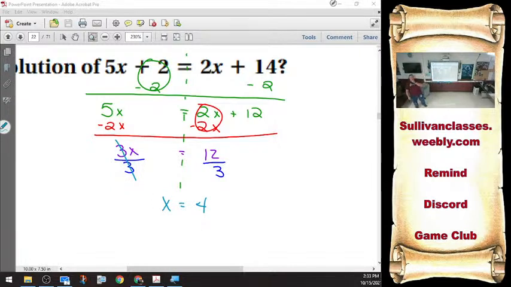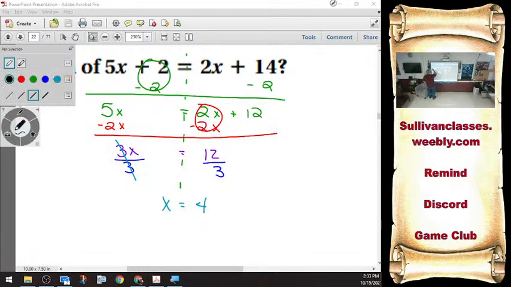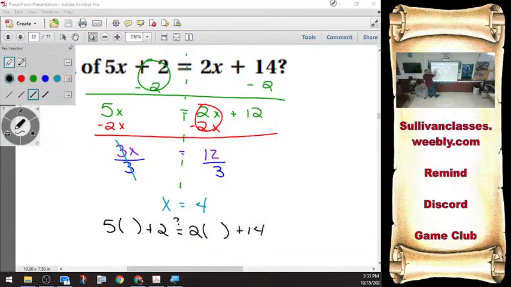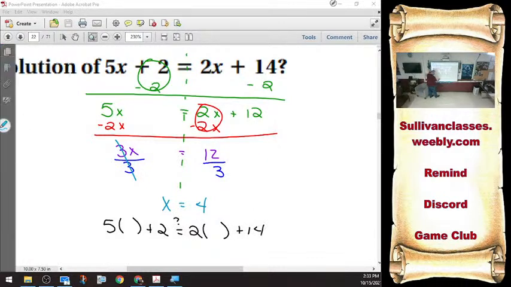How do I check? Put it in the calculator of the original equation. Even though Tyson is speaking like Tyson, I want you to listen to him. In the original, that's the important part. You have to go into the original. 5 by a thing plus 2, does that equal 2 by a thing plus 14? What's 5 by 4? 20. Plus 2. 22. What's 2 by 4? 8. Plus 14. 22. 22 equals 22. As long as ugly equals ugly, it doesn't matter if they're pretty numbers or not.